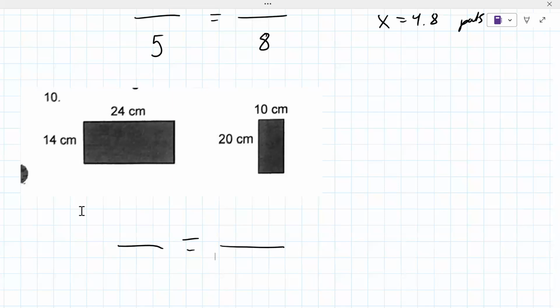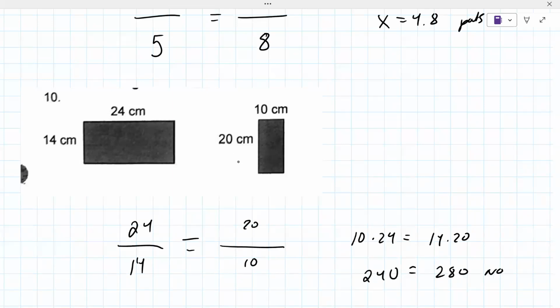So 24 over 14 equal to 10 over 20. So the orientation is different. So it would actually be 20 over 10. Okay. And then you could cross multiply. It's really like, is 10 times 24 equal to 14 times 20? Is 240 equal to 280? The answer is no.